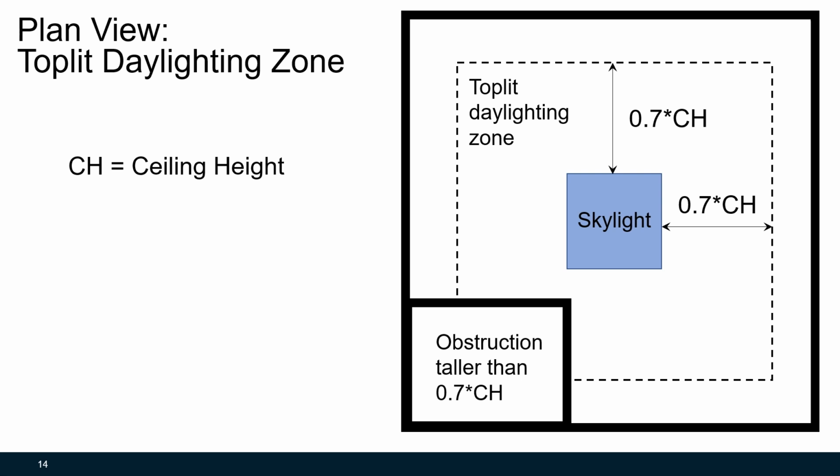Similarly, ASHRAE 90.1 provides illustrations like the one shown here and others for top-lit daylighting zones, resulting from both skylights and roof monitors. As opposed to the previous figure, this figure is in plan view, which is another way of saying that it's from above. The top-lit daylighting zone is defined as the area 0.7 times the ceiling height away from the skylight. Note that if there are any significant vertical obstructions, the area that they block from receiving daylight is not included in the daylighting zone.